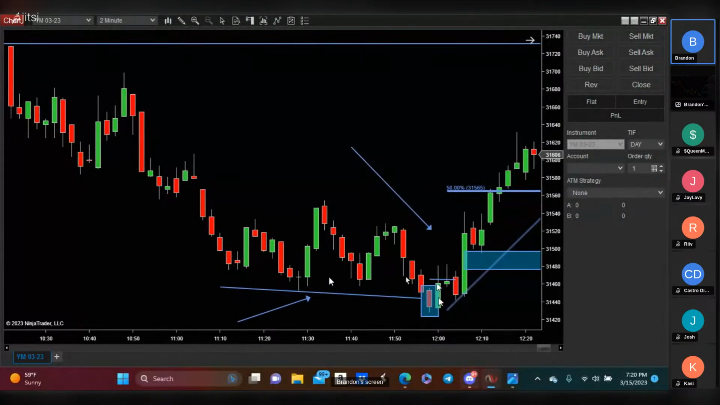Stopped them out right here. Now I'm waiting for a market structure shift. So this candle went down, stopped them out. We went up, we came down. Now we got that market structure shift.